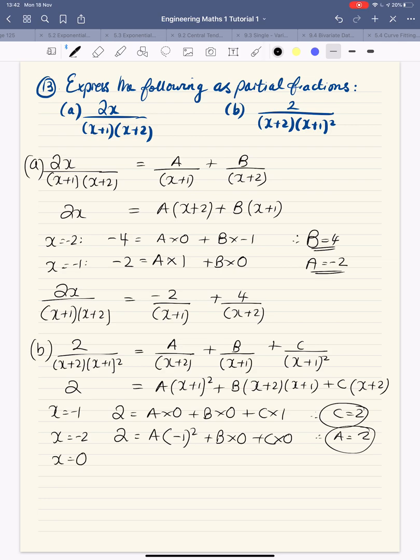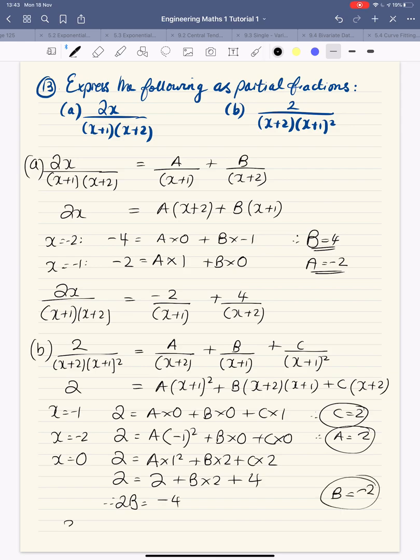And finally, any random number of x, note's a good one. A times 1 squared plus b times 2 plus c times 2. So 2 is 2 plus b times 2, 2 times c is 2, 2 times 2 is 4. So therefore 2b is minus 4, so b is minus 2. And we end up with 2 over x plus 1 squared is 2 over x plus 2 minus 2 over x plus 1 plus 2 over x plus 1 squared.